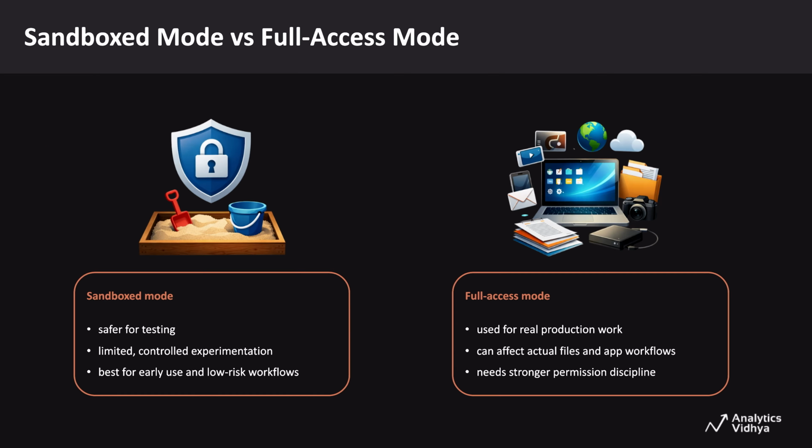A simple way to think about permissions is in two stages. In a safer, more controlled setup, you keep Co-work inside a narrow workspace for testing and experimentation. In a broader production setup, it may work with real files, real outputs, and in some cases, even connected tools or apps. So, the question to ask yourself is, am I still experimenting, or am I ready for real production work?